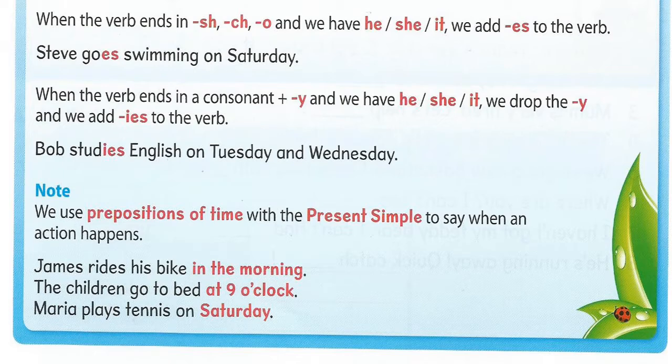A very important note: we use the prepositions of time with the present simple to say when an action happens. Like what? James rides his bike in the morning. So in the morning is a preposition of time. The children go to bed at 9 o'clock. Maria plays tennis on Saturday. All of these, in the morning, at 9 o'clock, on Saturday, are prepositions of time.